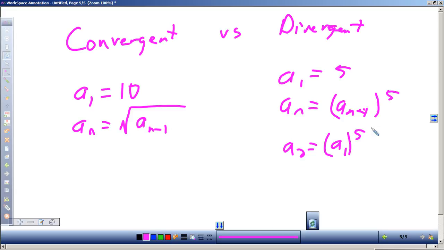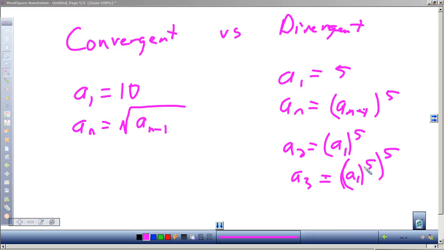What if it's 0? If this is 0, well, the square root of 0 is 0, so it will always be 0. Why do you know what 5 to the 5th is? Because 3,125 was the last problem on your test. And then A3 would be A1 to the 5th to the 5th. So you have to use the previous answer. And then A4, you get bigger and bigger.